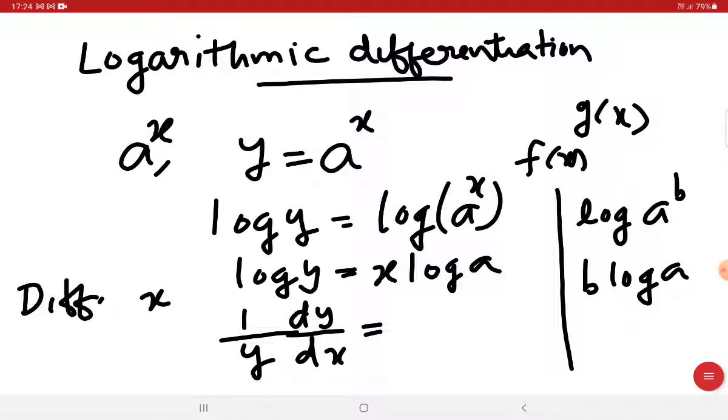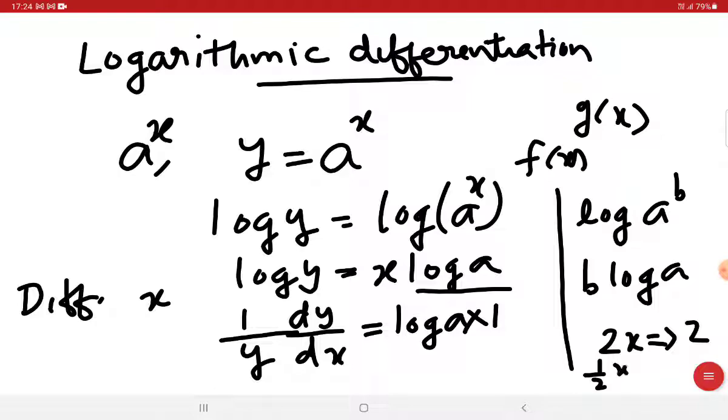Now, x log a, where log a is a constant. So, log a into derivative of x, which is 1. See, log a is a constant. If we have 2x, what is its derivative? 2 into derivative of x, that is 2. Same way, if 1 by 2x, its derivative is half, 1 by 2 into derivative of x. Same way here log a is a constant. So, log a into derivative of x is 1.